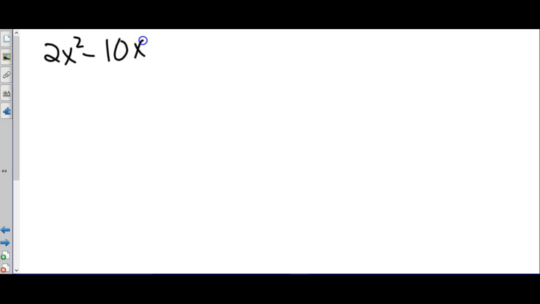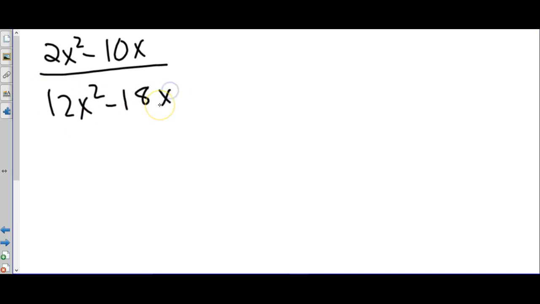So we have 2x squared minus 10x over 12x squared minus 18x. Again, we always check for greatest common factor. With 2 and 10, both of those divide by 2. But because they also have variables, both of them have the letter x, we can actually divide both of these by 2x.